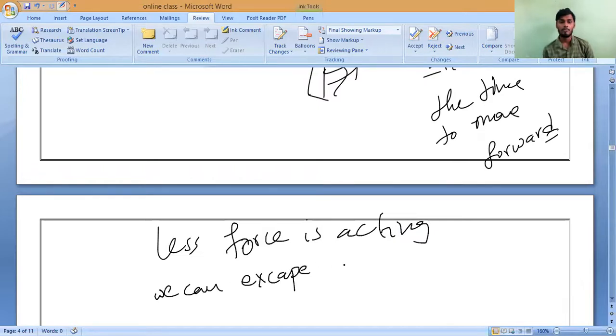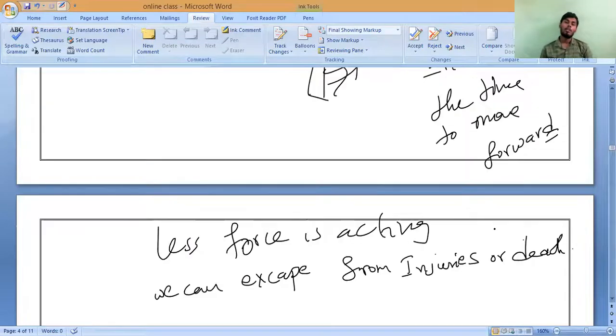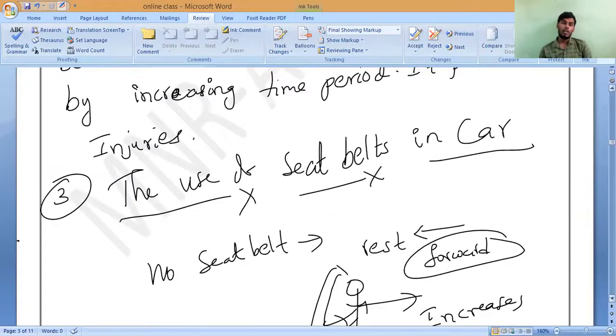so that we can escape from what? Accidents. Escape from injuries or penalty. That is what is called, write it. So this is the third application: the use of seat belts in cars. Understanding, Pradosh, Mavanesh, everybody? Yes, sir.